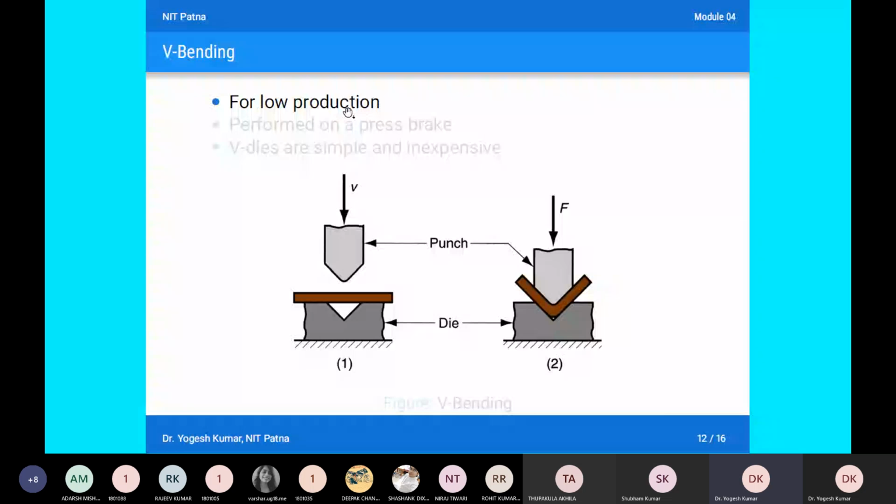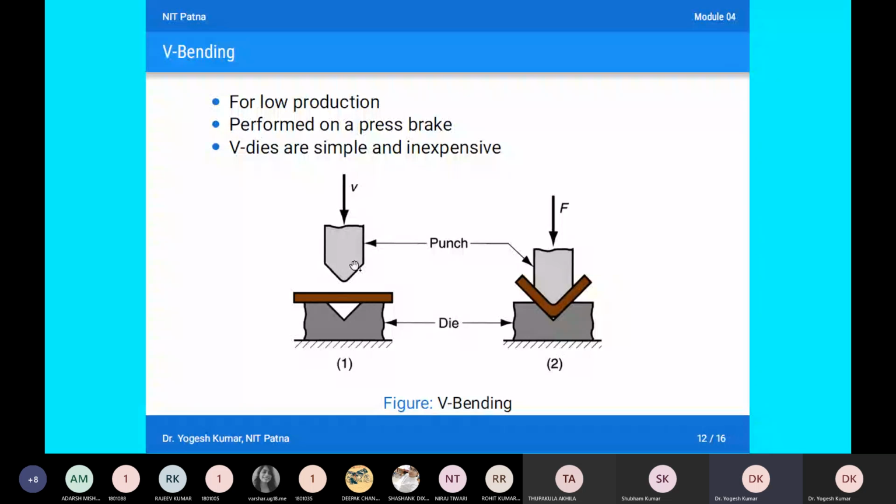This V bending operation is generally used in low production. It is performed using a press brake, and since the design of the V shaped die is simple, these dies are less costly or inexpensive, which results in the low cost of your product. So this way we can understand how V bending is performed.